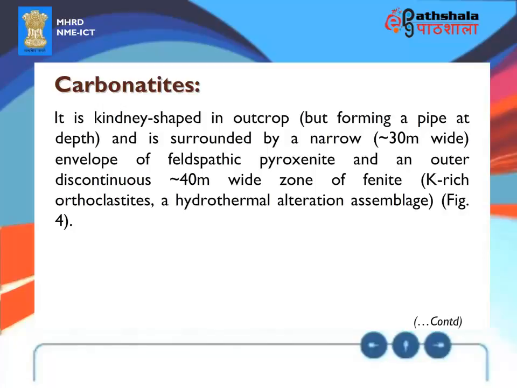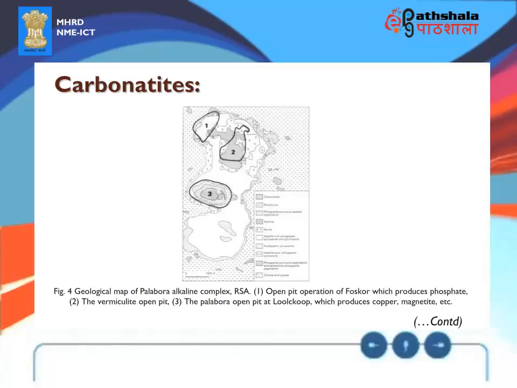approximately 30 meter wide envelope of feldspathic pyroxenite and an outer discontinuous, approximately 40 meter wide zone of fenite, potassium-rich orthoclastites, a hydrothermal alteration assemblage, as shown in figure 4. Figure 4 shows the geological map of the Palabora alkaline complex, South Africa. The area marked 1 shows an open pit operation at Foskor which produces phosphate. 2 shows the vermiculite open pit and 3 shows the Palabora open pit at Loolekop which produces copper, magnetite, etc.